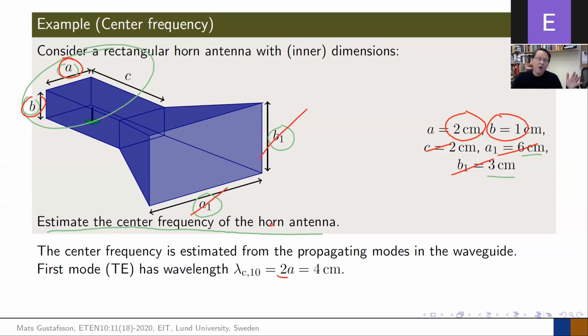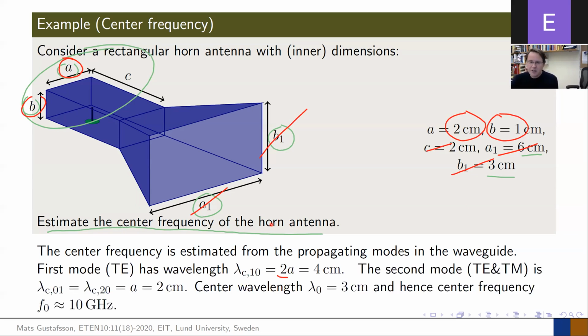So again, that is your half wavelength. It's not operating at that half wavelength, but it's now propagating at that half wavelength. And you will get the second one, which is double that one, so the wavelength is then half of that one. So 4 centimeters and 2 centimeters, which would give a center wavelength of approximately 3 centimeters, which would say that you have a center frequency of approximately 10 gigahertz.